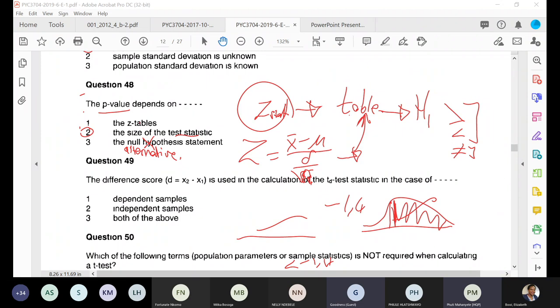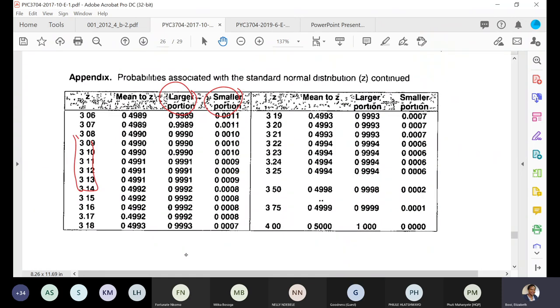I would have gone for number one. But you see, number one is the after effect, because you cannot get to number one if you don't have the test statistic. If I have the Z tables, I'll go to number one because I will have the p value, which will be dependent on the information on that table. But you cannot get to the table if you haven't calculated your test statistic. All these p values, all these probabilities, are reliant on your test statistic, which is this Z.